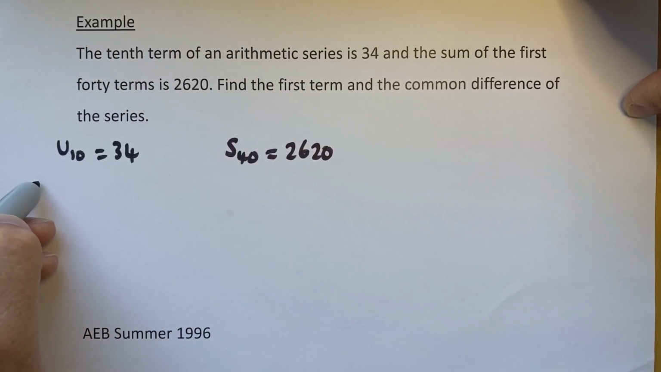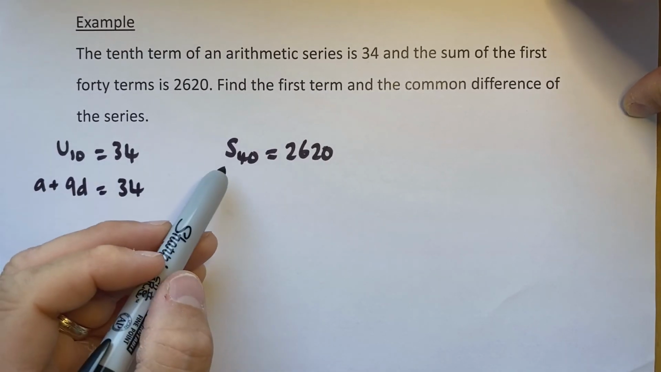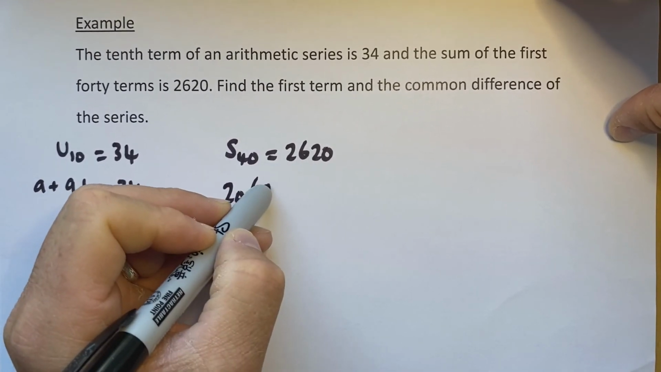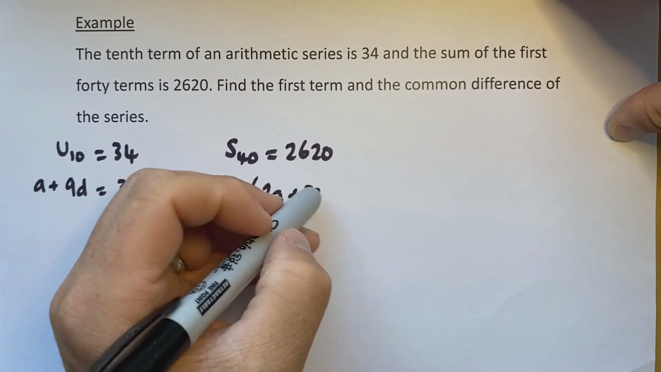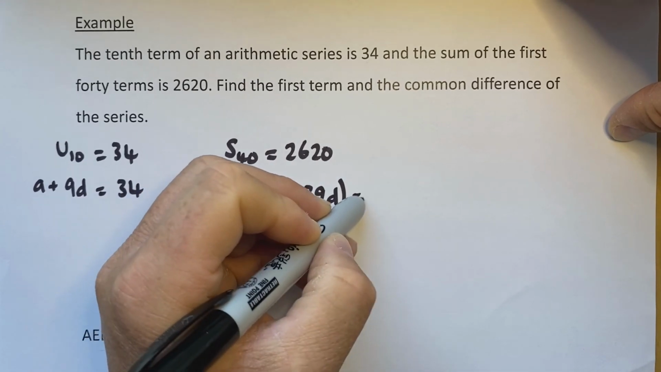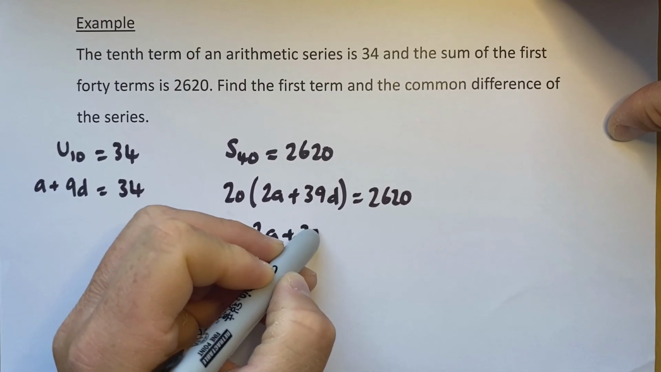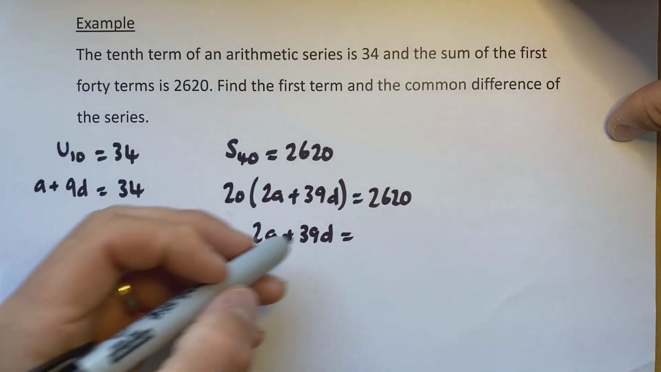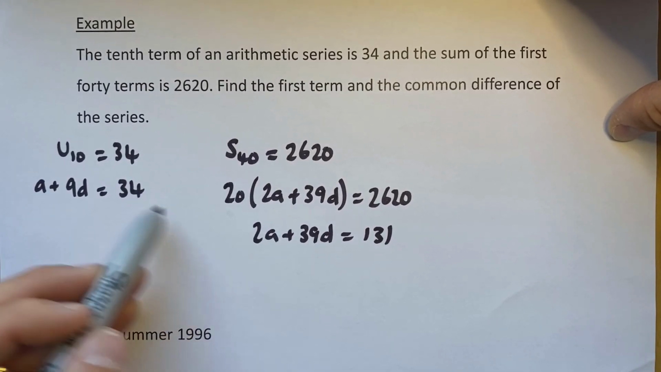So the 10th term means a plus 9d is 34. The sum of 40, so half of 40, I'll write that as 20, 2a plus (n minus 1), so we've got 39 times d is equal to 2,620. As I've said in previous examples, I'll just leave that there, but I would take the 2,620 and divide it by that 20 straight away. That gives me 131. So these two don't match up this time.